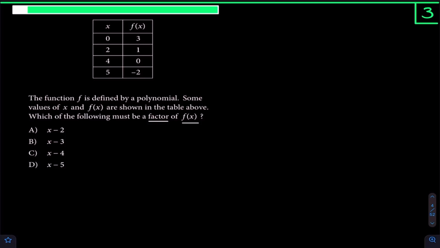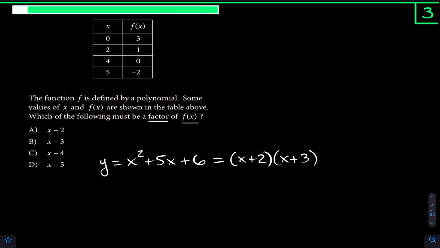Well, let's say we have just some quadratic, something like this. The factors, which in this case would be x plus 2 and x plus 3, are useful because they tell us where the y is equal to 0. So if we want to figure out where the y is equal to 0, we can see right here that that's going to happen where x is equal to negative 2, because that's going to give us a 0 here if we plug in that x is negative 2.